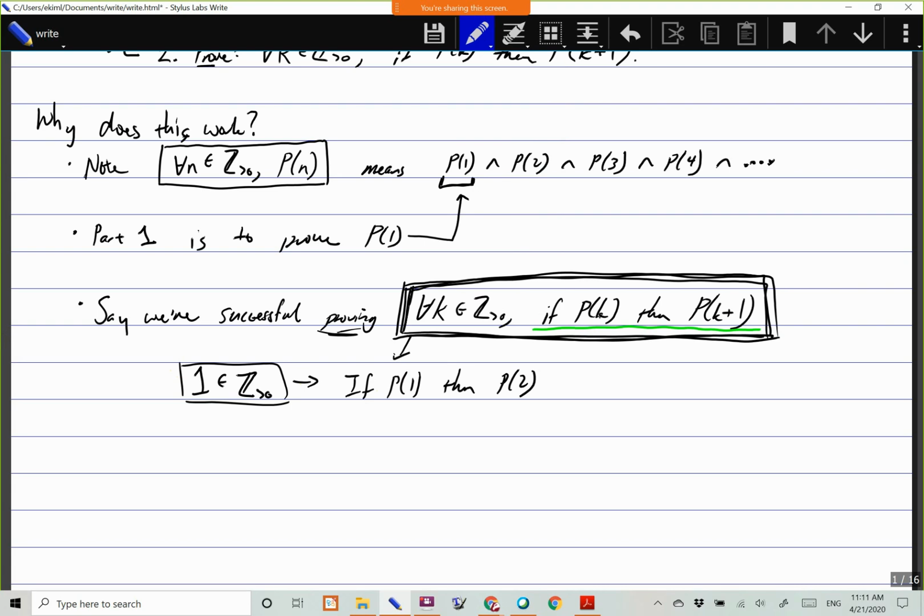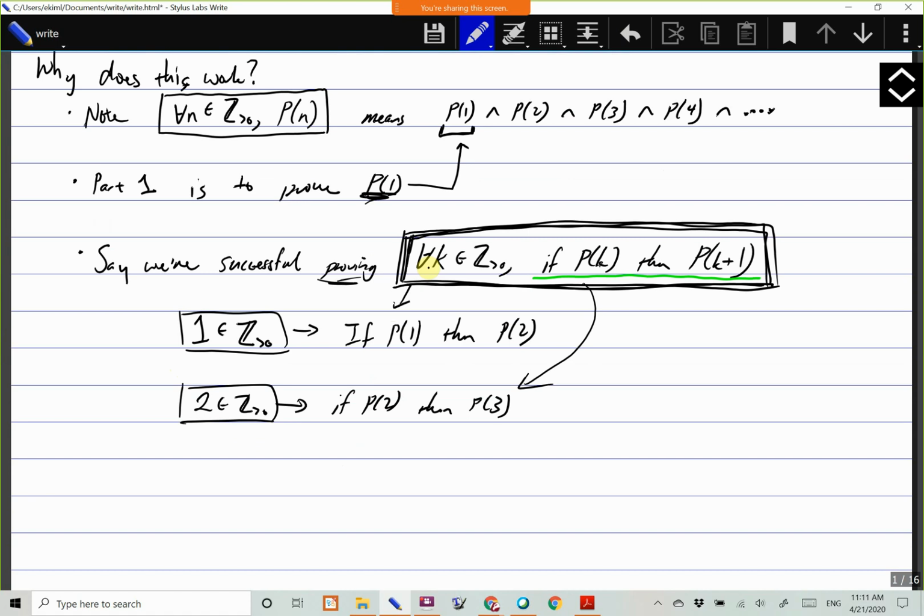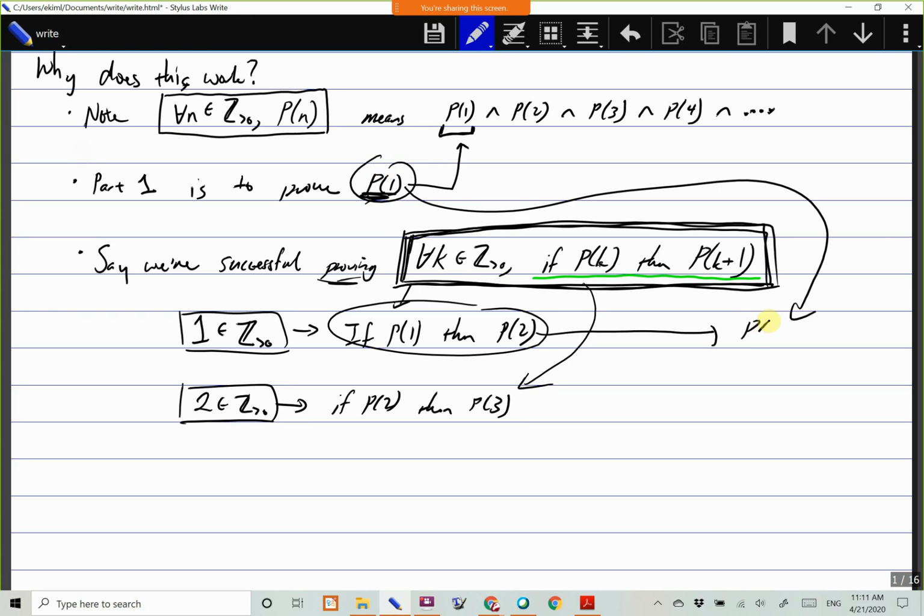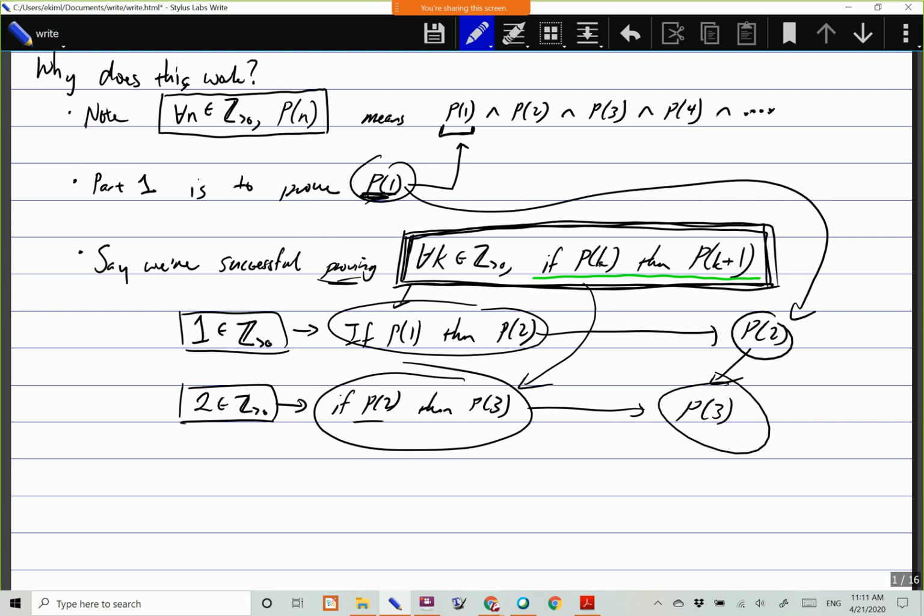But see, the thing is, 1 isn't the only element that we know in this set. We also know 2 belongs to this set. So combining the fact that 2 belongs to this set and the for all something in positive integers, we end up also learning if p of 2, then p of 3. So check out what this does for us. We already knew p of 1 up here. So from this fact right here, and knowing p of 1 right there, we get p of 2, right? Modus ponens. And then knowing this implication, p of 2 implies p of 3, well, we know p of 2, so p of 2 combined with p of 2 implies p of 3 gives us p of 3. And it goes on, right?